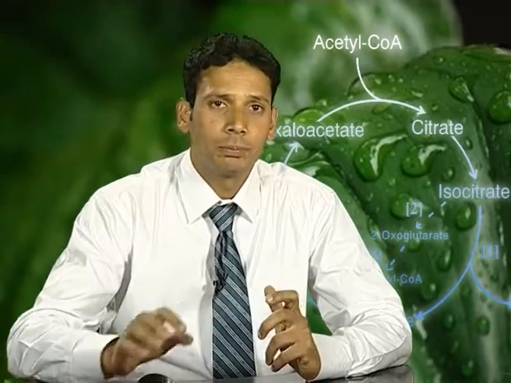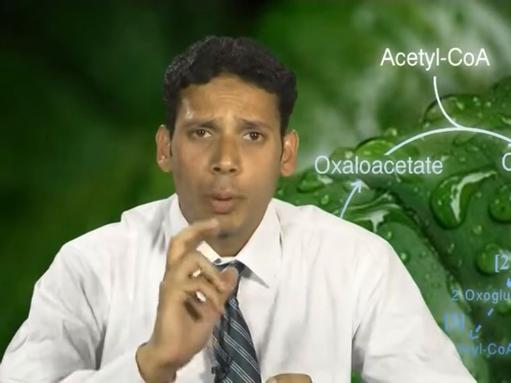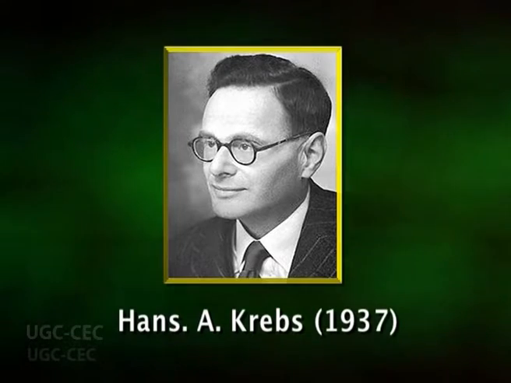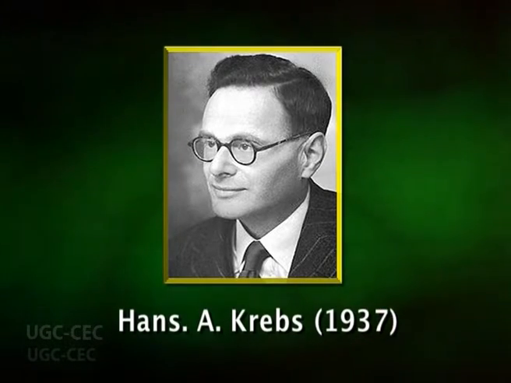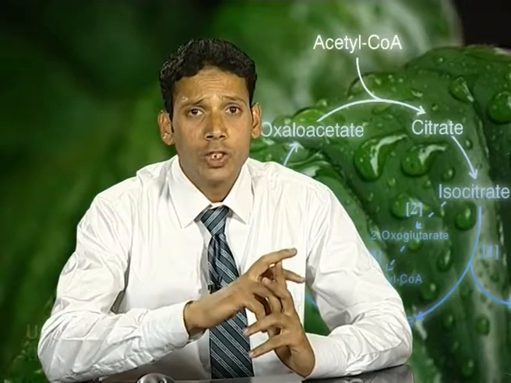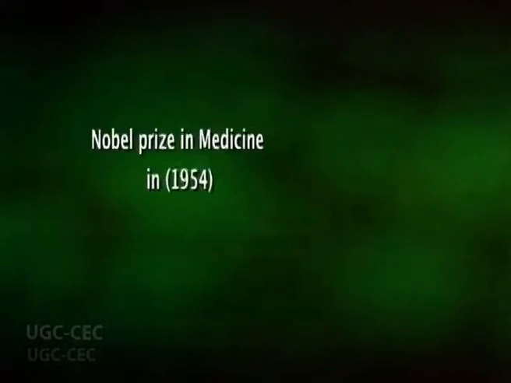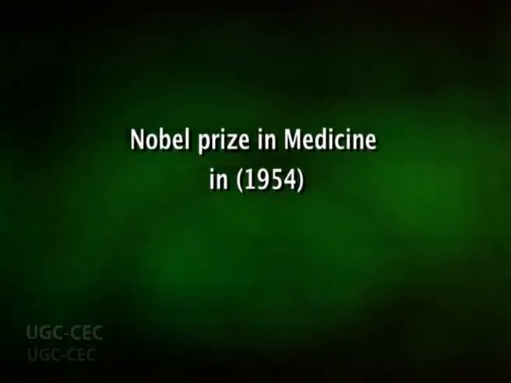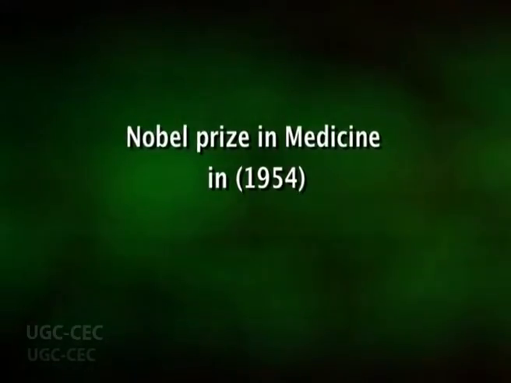The cycle was first postulated as the pathway of pyruvate oxidation in animal tissues by Hans A. Krebs in 1937, for which he earned the Nobel Prize in Medicine in 1954 for this outstanding contribution.